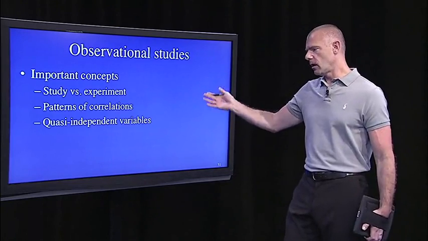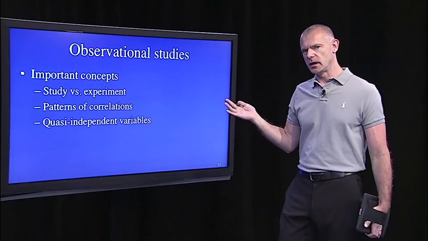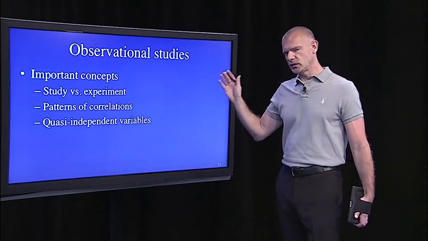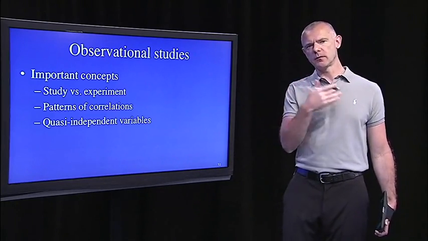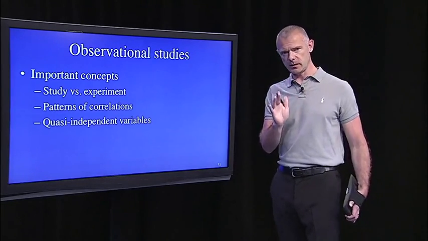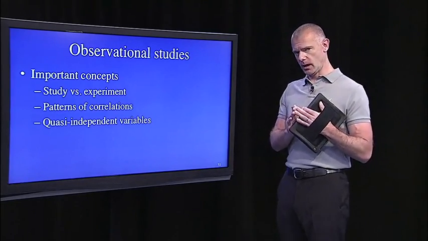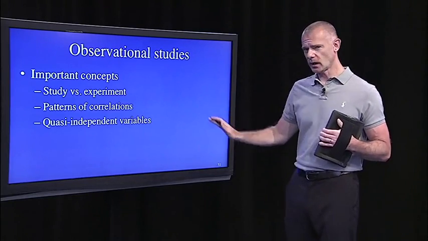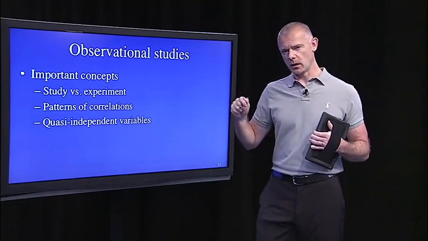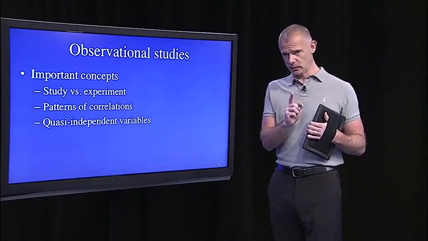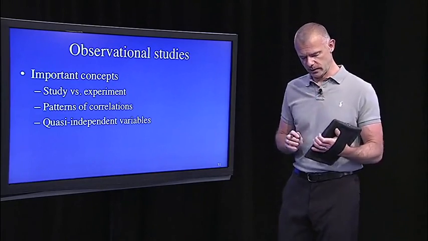One large class of observational studies, particularly in psychology, are studies where we're looking at patterns of correlations among lots of measures. That can be useful, but again, it lacks the power of randomized experiments. I'll then describe what I call a quasi-independent variable. It looks like an independent variable, but don't let it fool you. It's not a true independent variable.